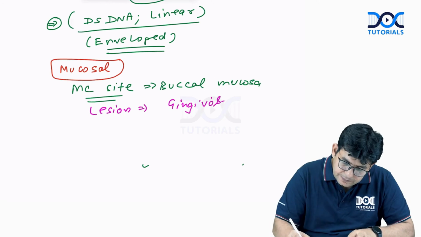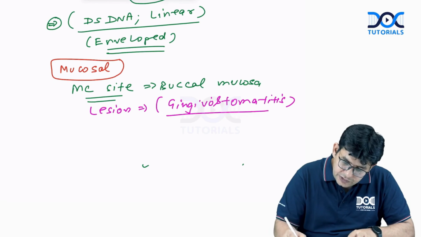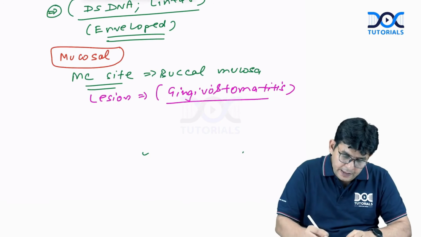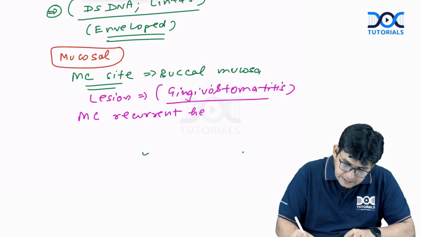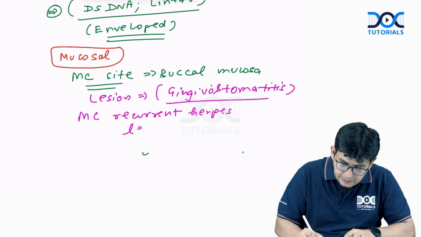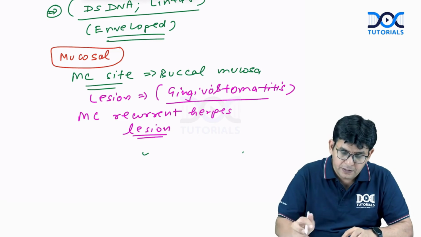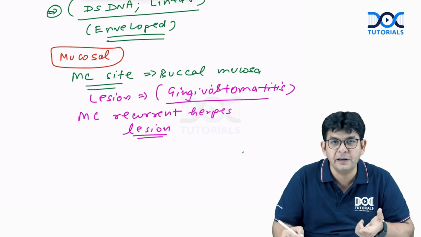Gingivostomatitis. Gingiva is involved. Okay, so gingivostomatitis is the lesion. Now, the most common recurrent herpes lesion, if somebody asks, the most common recurrent herpes lesion, which comes again and again. And the problem of herpes is that all the infections are very painful.